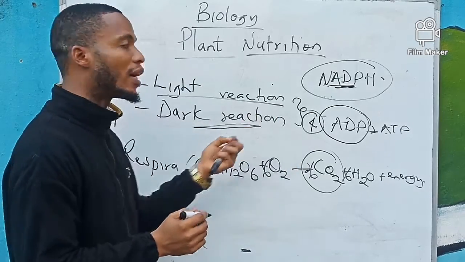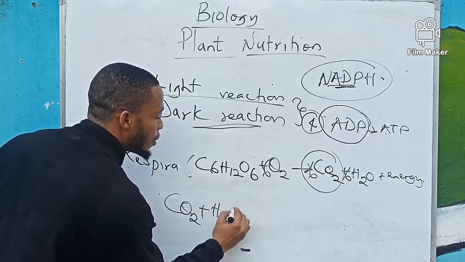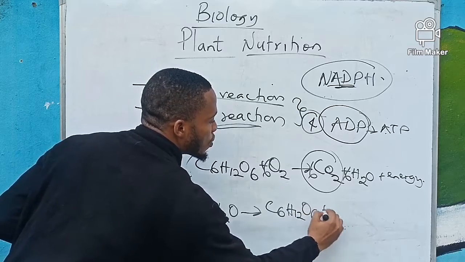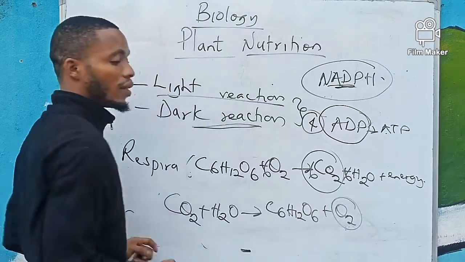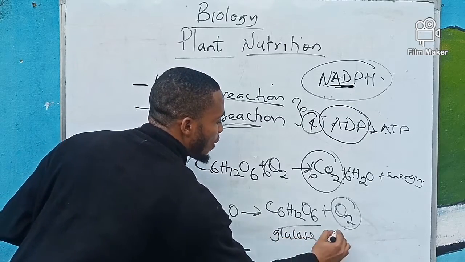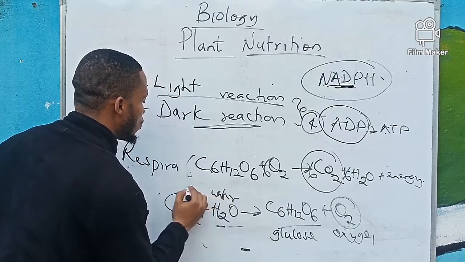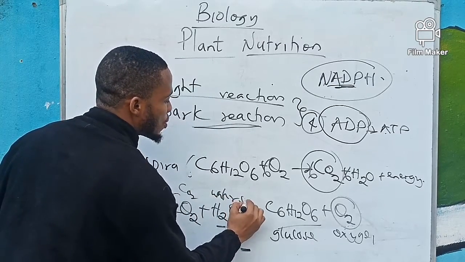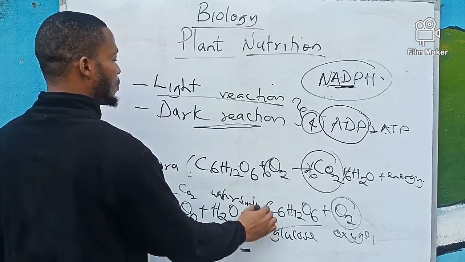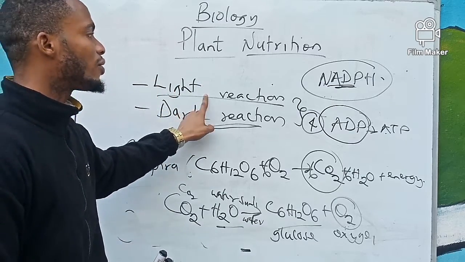So when the CO2 is given out, this plant will capture it, and in the presence of water, they will now form C6H12O6 plus oxygen, given off during photosynthesis. Now, this is the end product. We'll have the glucose, we'll have oxygen given off, and then we'll have water and CO2 reacting. We'll also have the sunlight here, and then we'll have the water here.